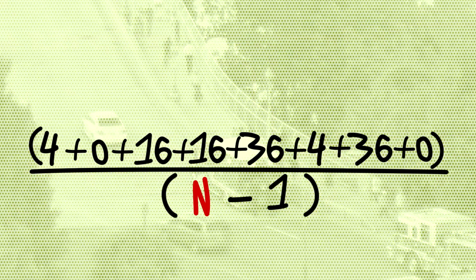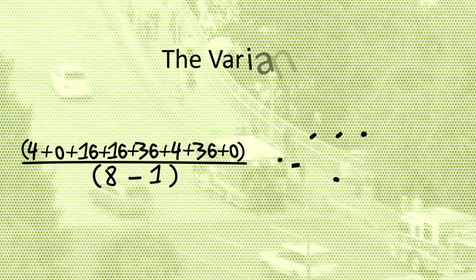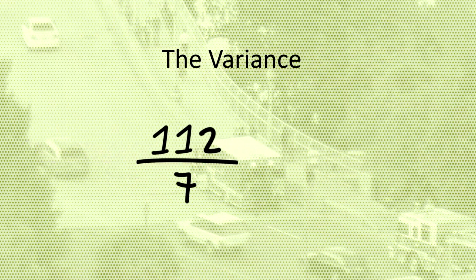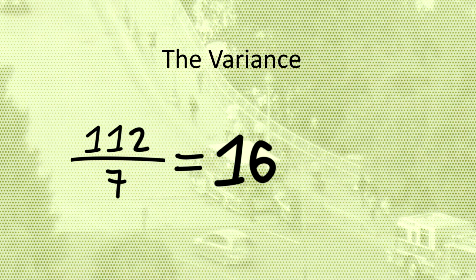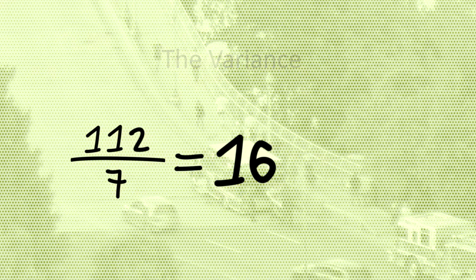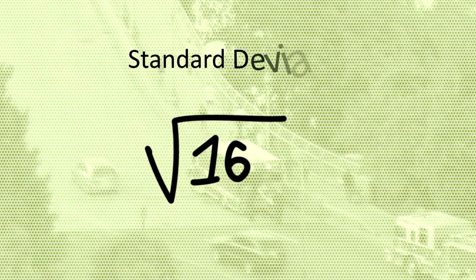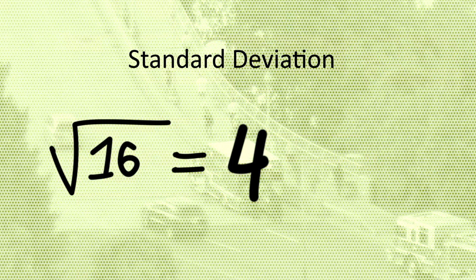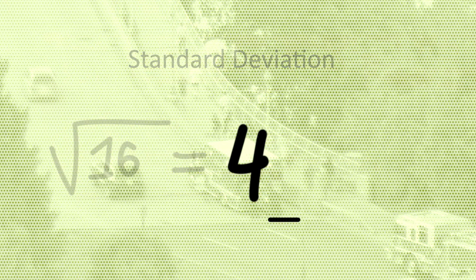1 less than the sample size. This average of the squared deviations is called the variance. The standard deviation of your variable is the square root of this variance. So why do we take the square root?